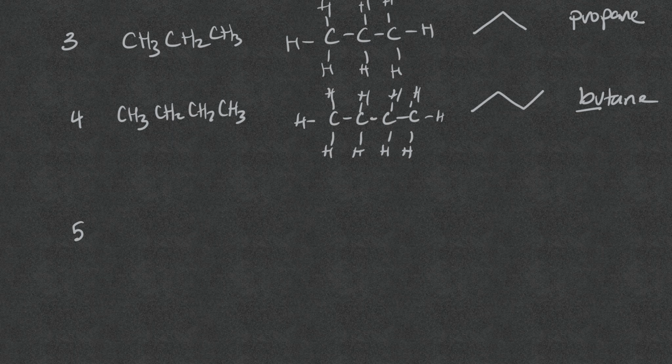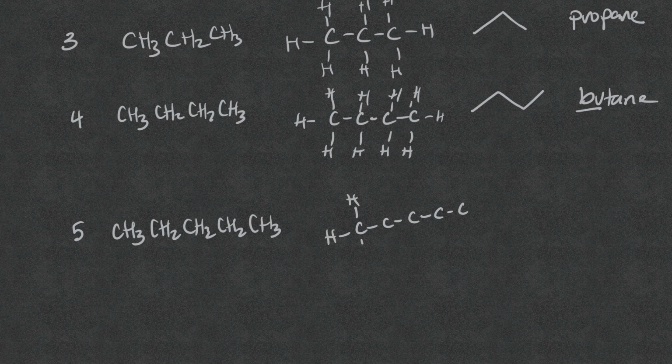Now we have 5, right? So CH3, CH2, CH2, CH2, CH3. All right, so we have 5 carbons attached to one another. With the 5, I think we have what? 12 hydrogens.